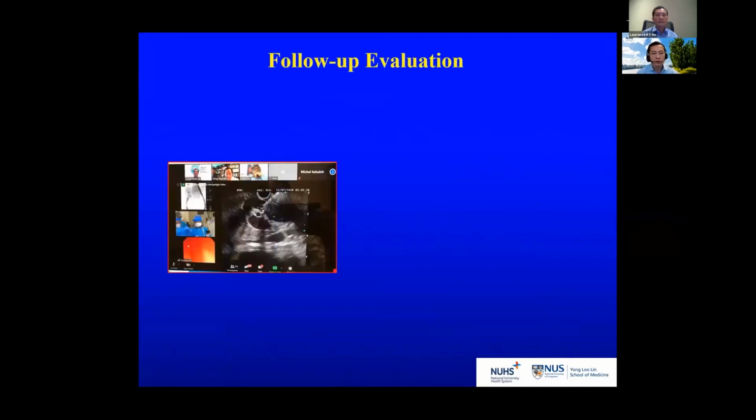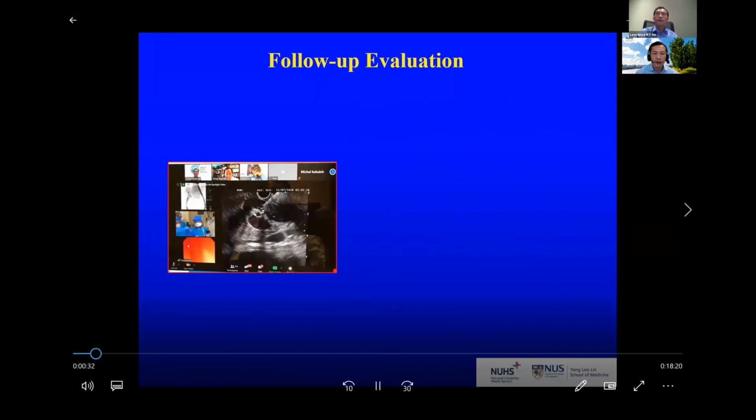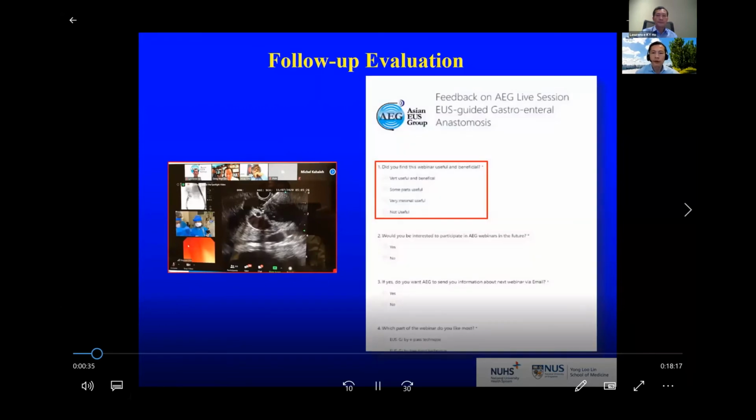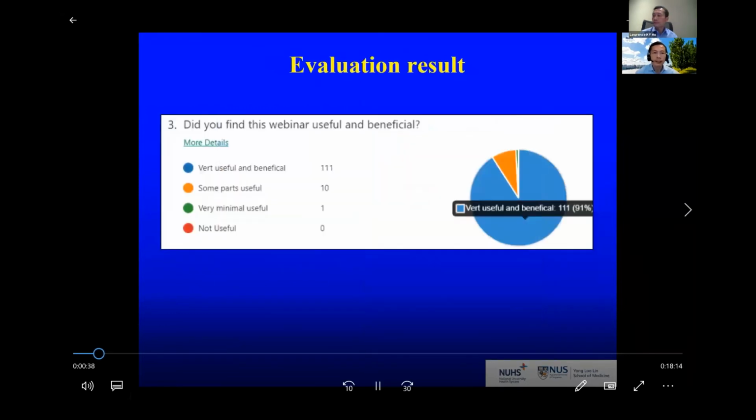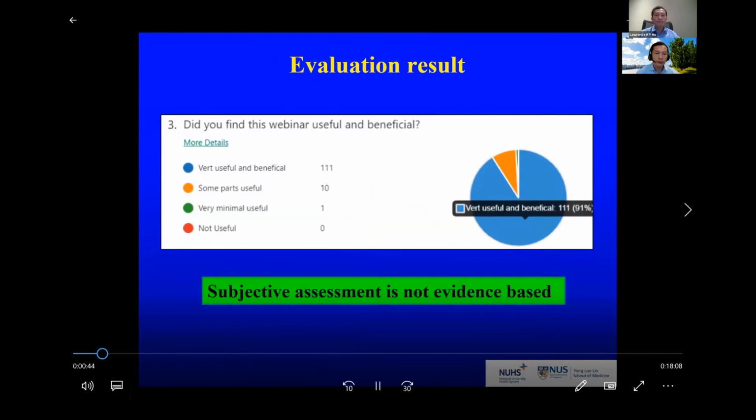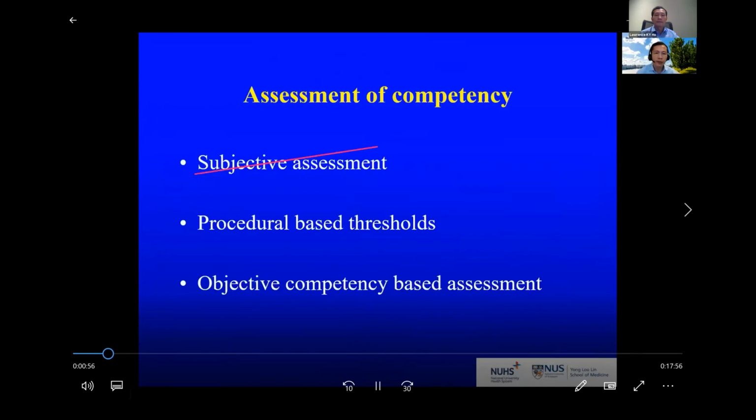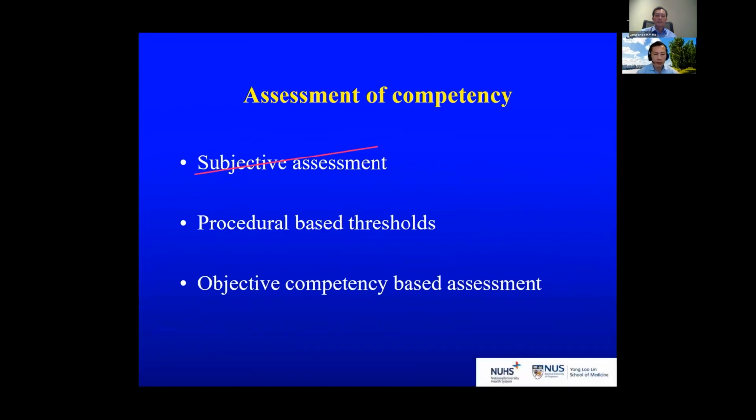As you know, after a workshop, we generally would like to do a feedback on how effective our workshop is, and this sort of feedback form is commonly done. We want to find out whether our workshop is useful and beneficial. However, this sort of feedback is often too subjective and is not evidence-based in terms of assessment of the trainees' competency. This is why we need other methods to be better at assessing how competent our trainees are after a particular training program or workshop.